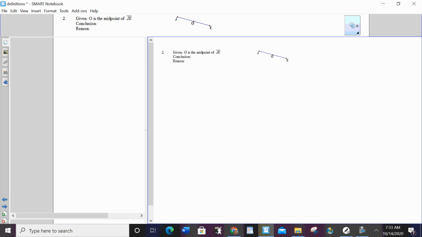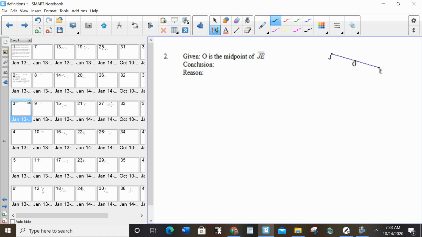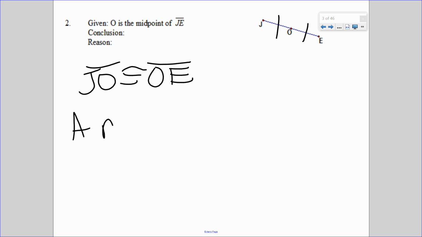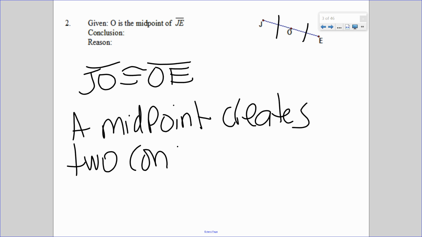Number 2, they're all pretty much the same. It says that O is the midpoint of JE. So if O is the midpoint of JE, that means that O cuts JE in half. So this half, JO, is congruent to this half, OE. So my conclusion is JO is congruent to OE. And the reason: a midpoint creates two congruent segments.